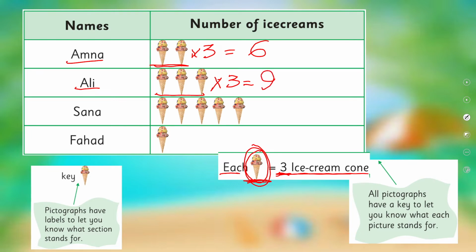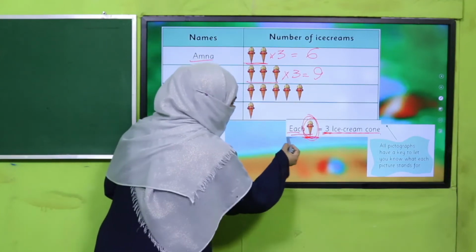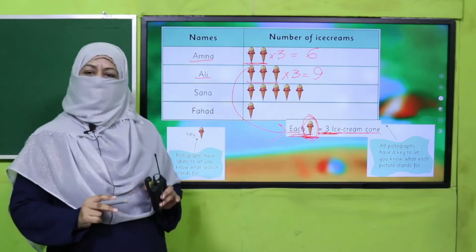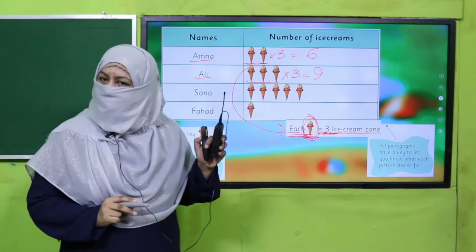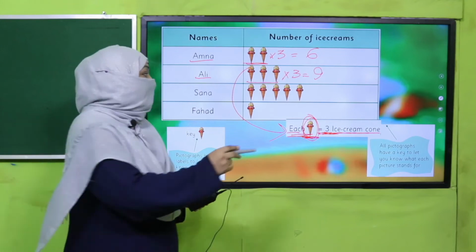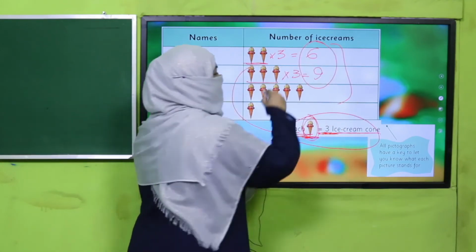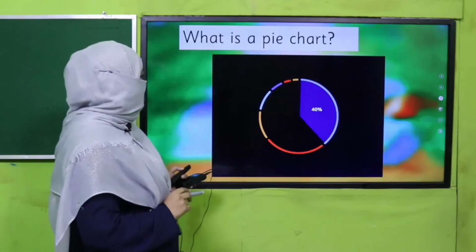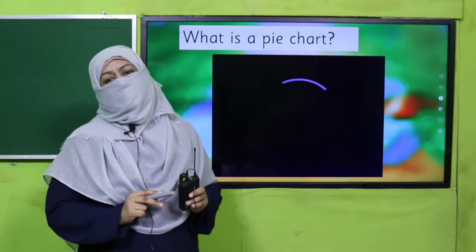Now instead of making 9 cones, when we say 1 cone is equal to 3, it means 3 cones are equal to 9. This is how this concept has been explained in your book. But one thing we are discussing, these numbers, all this data is the same. All right? Okay. So the second way to represent the information is the pie chart.